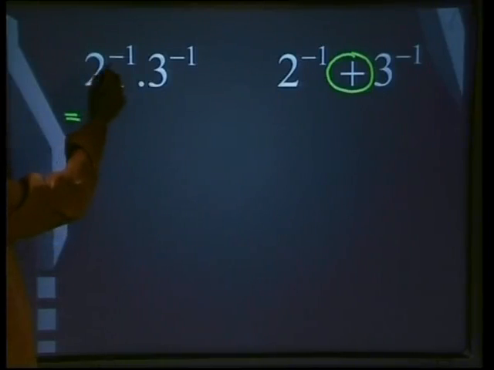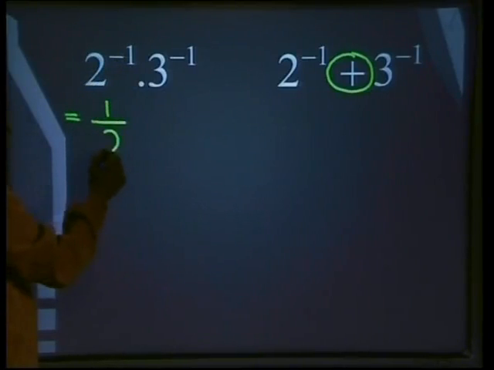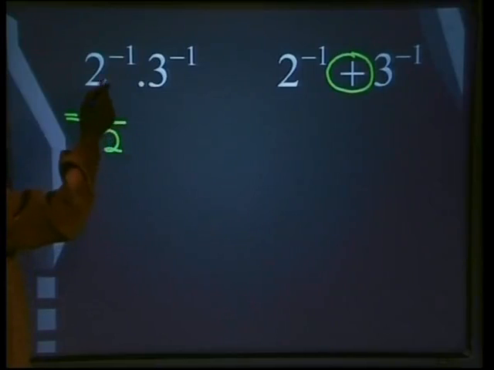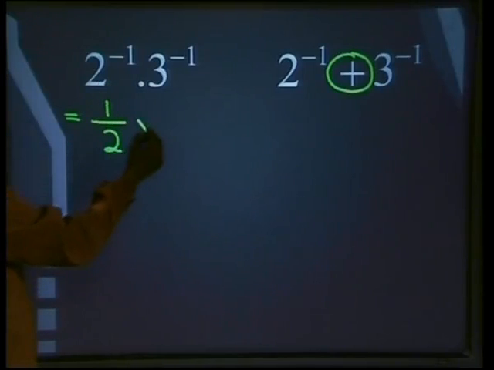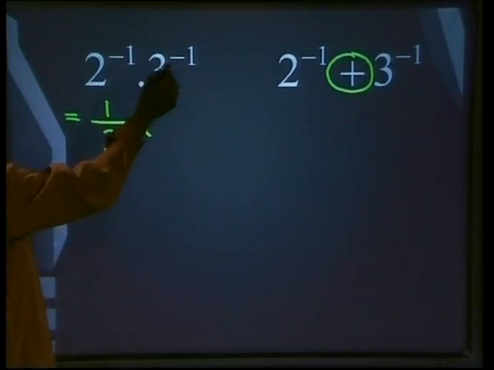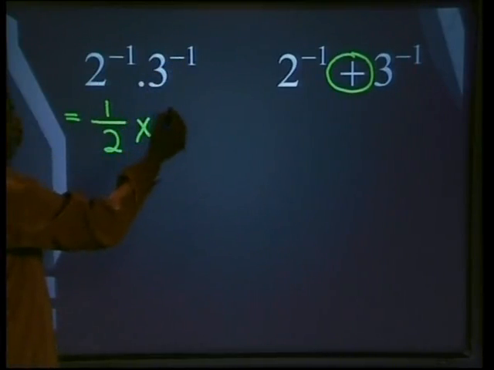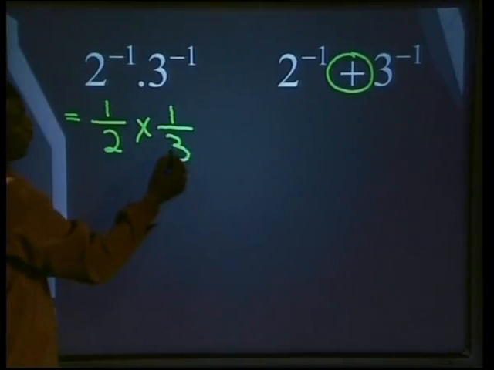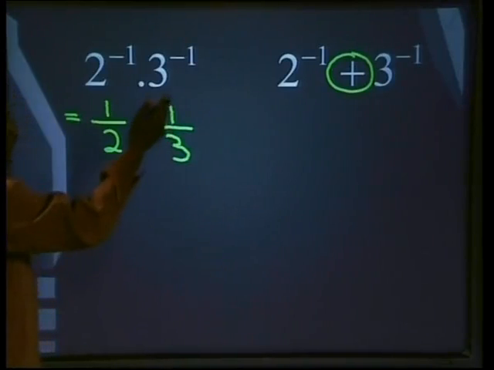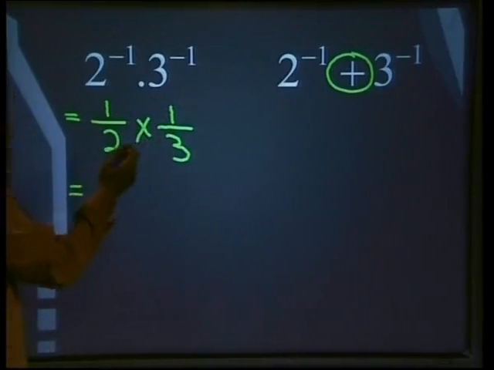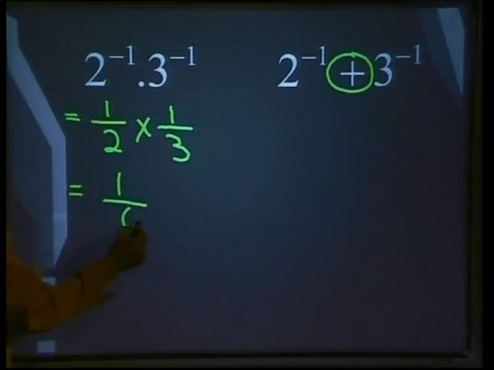Now, 2 to the power minus 1 can be written as 1 over 2 to the positive 1, which is the same as 1 over 2, multiplied by 3 to the power minus 1, which can also be written as 1 over 3 to the power positive 1, which is the same as 1 over 3. We are multiplying, therefore we can multiply the numerator with the numerator, which gives us 1. Then we multiply the denominator with the denominator, 2 times 3, which will give us 6.